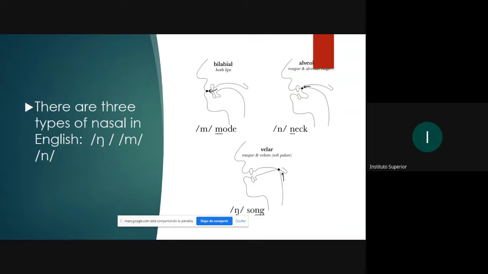There are three types of nasal in English. Could you read examples, please? Mouth, neck, song. Song. Okay, good.